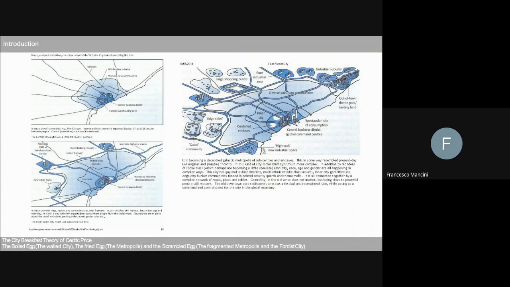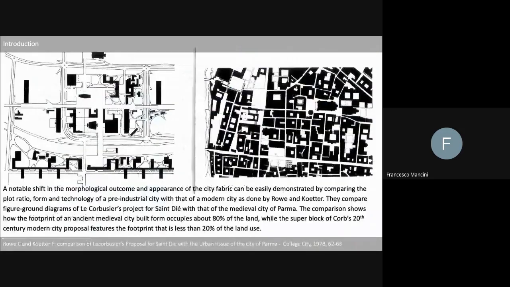With an evolution of the city fabric based on low densities and mainly driven by monofunctional planning. But what does it mean in terms of form, in terms of morphology? Well, I think that this diagram presented by Colin Rowe and Fred Koetter in their book Collage City, which is from 1972, is quite explicit.